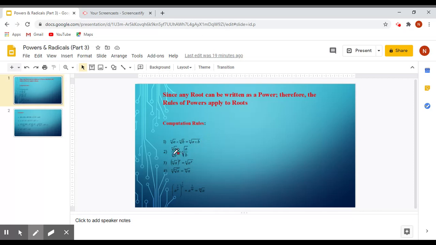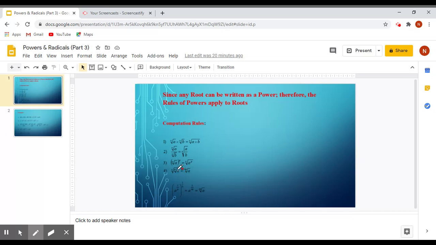Same thing for division, nth root of a over nth root of b. We can make one big nth root and a over b. Now, if we have the nth root of a raised to the power p, it is the same as the nth root of a to the p. Now here we have a root under a root. Nth root under pth root of a, we multiply them together. Why do we multiply them together? We multiply n and p and we put it under one root, which is the n times p root.